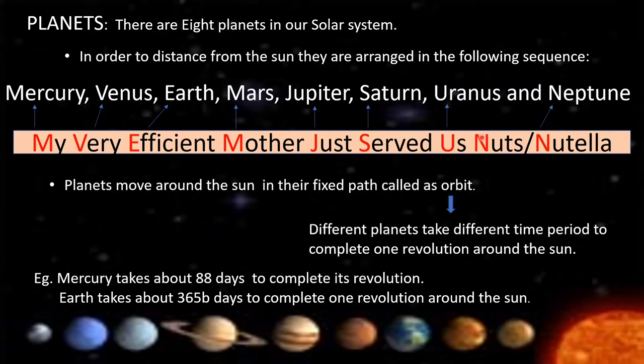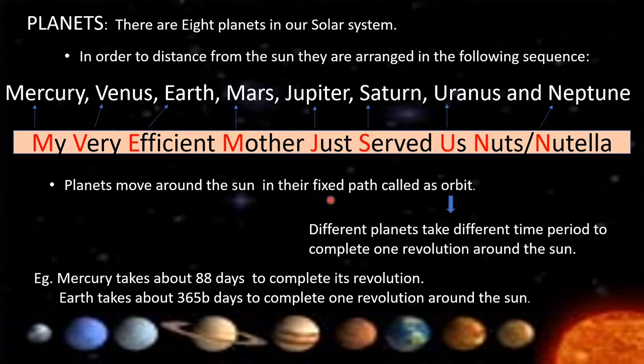You can make any sentence of your choice, you can add on, or you can add any other things if you like, nuts, Nutella, anything else. So you can tell me if you get any new or creative idea of a sentence to remember the sequence of the planets. So my very efficient mother just served us nuts or Nutella gives us the sequence of the planets. Okay. So this is how it becomes easier to remember.